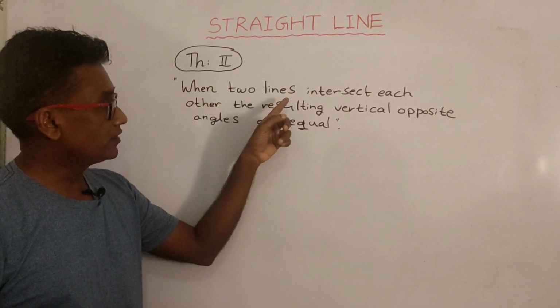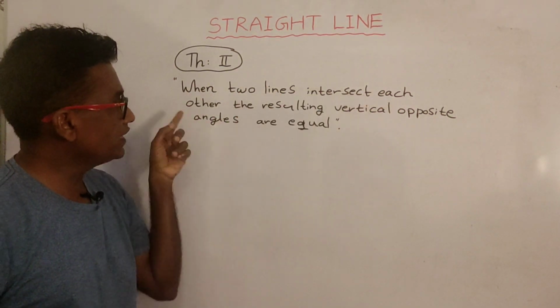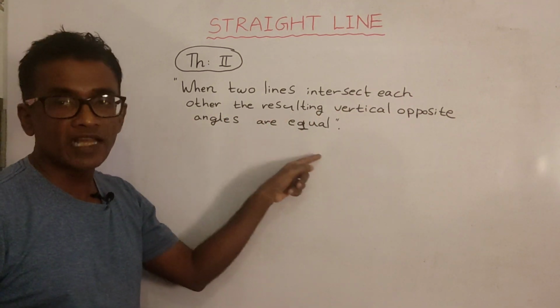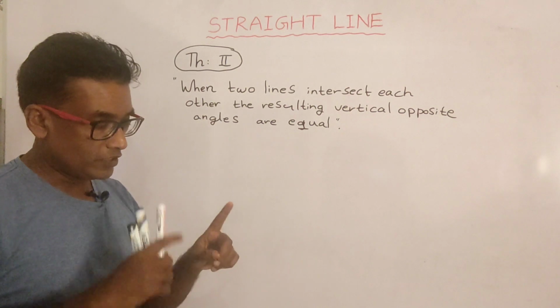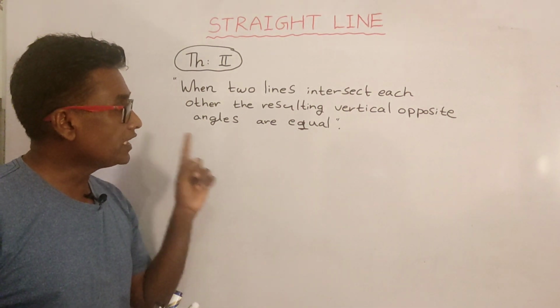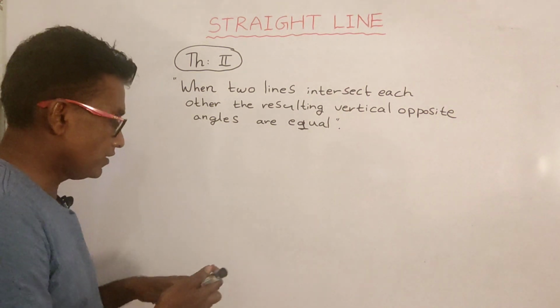When two straight lines intersect each other, the resulting vertical opposite angles are equal.